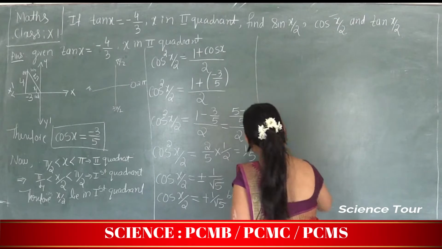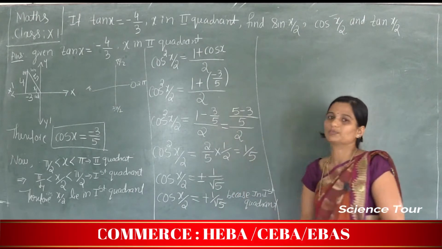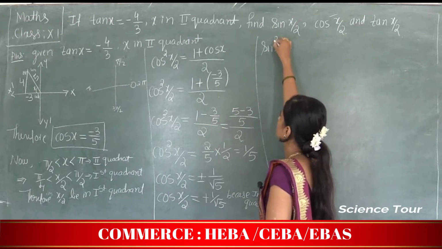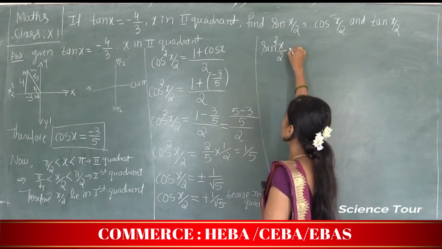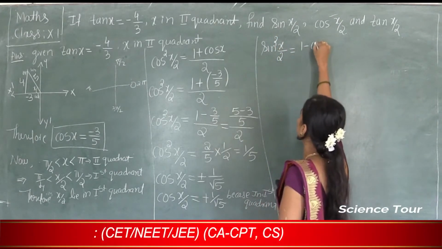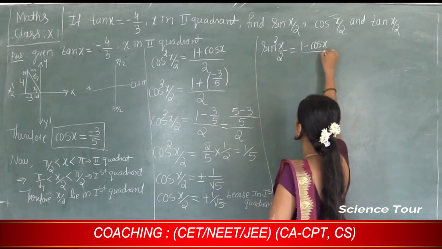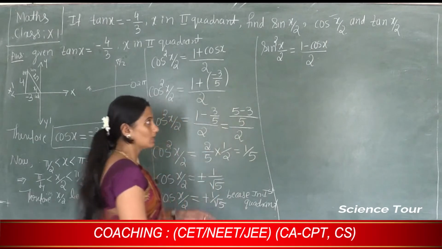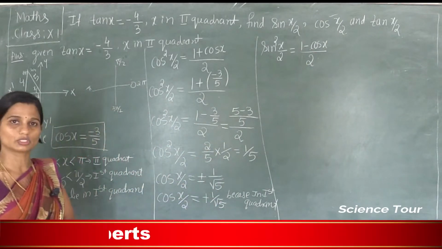Now next we'll find sin x by 2. What is the formula for sin x by 2? Sin square x by 2 is equal to 1 minus cos x divided by 2. How did we get this 1 minus cos x? Already I showed it in the previous question, right?